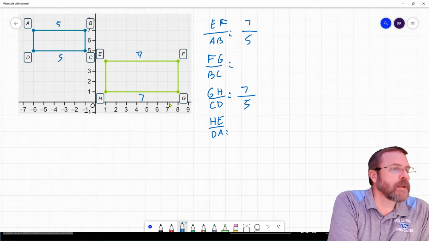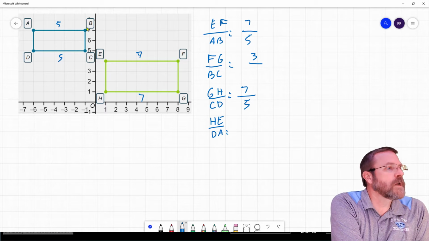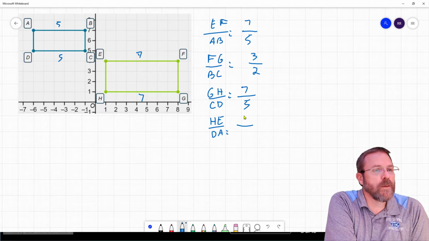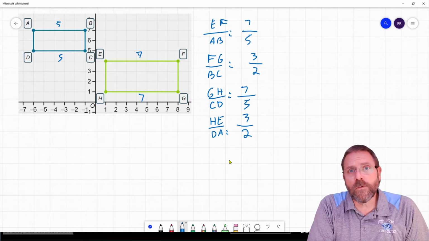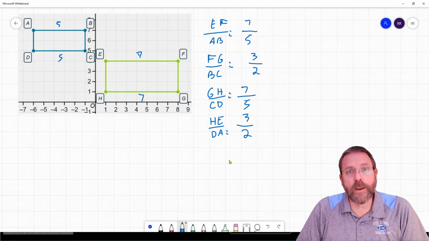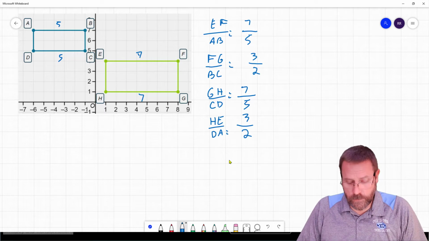Next, we're going to continue comparing side FG, which is 3, to side BC, which is going to be 2. And that would be the same ratio here of 3:2. Aren't those all already in simplest terms? They are. In simplest terms, are they all the same? They're not. Boom, you're done. That's all there is to it.